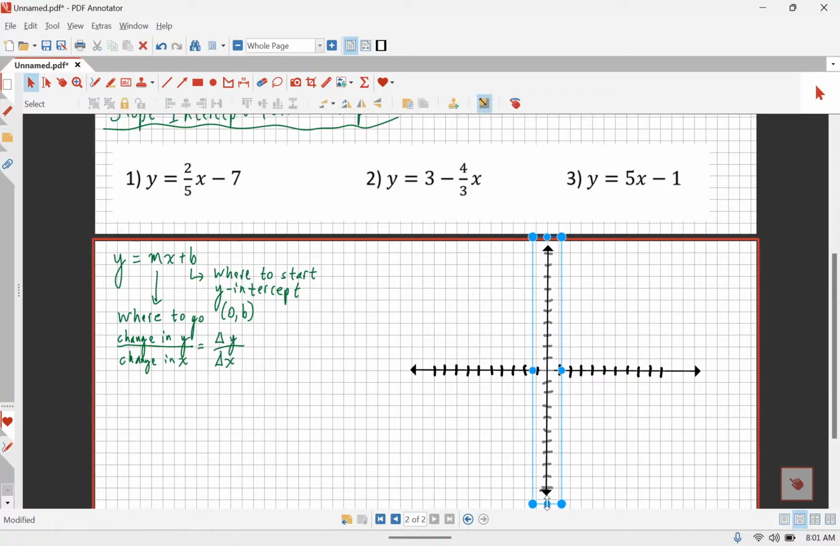Okay, yeah, go ahead and graph that. Just make a coordinate plane like this.